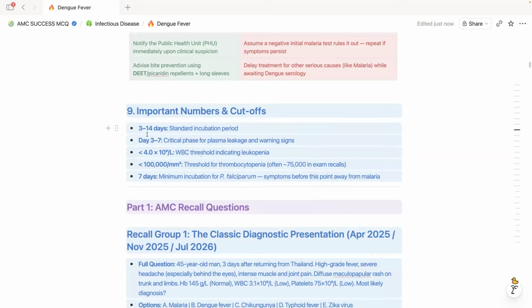Important numbers: 3 to 14 days is the standard incubation, and day 3 to 7 is the critical phase. WBC will show less than 4 x 10^9 per liter, indicating leukopenia. Less than 100,000 per cubic millimeter is the threshold for thrombocytopenia, often 75,000 in exam records. Seven days is the minimum incubation for falciparum symptoms, which points away from malaria.